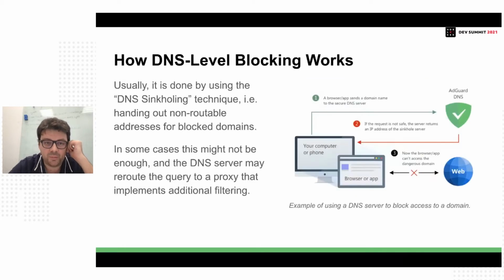So how does DNS level blocking work? It's very simple. It is called the DNS sinkhole approach, which actually means handing out non-routable addresses for the domains we want to be blocked. And the apps simply cannot connect to this address, and we have the desired result. The connection is prevented. In some cases, this might not be enough, and we have to resort to using some complicated things like rerouting the connection to a proxy that implements additional filtering. But well, in 99.99% of cases, DNS sinkholing is what is being done.